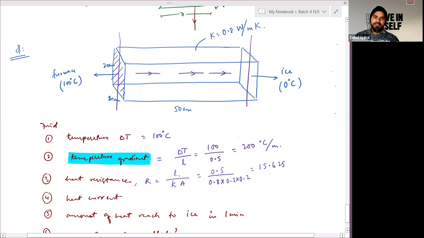Length has unit meter, area meter square, and this K thermal conductivity watt per meter per Kelvin. So it will be Kelvin per watt.